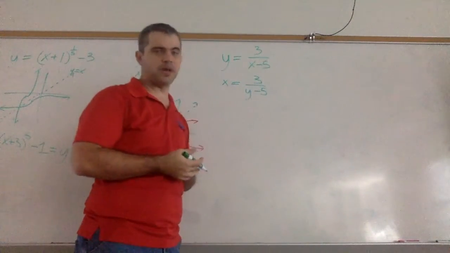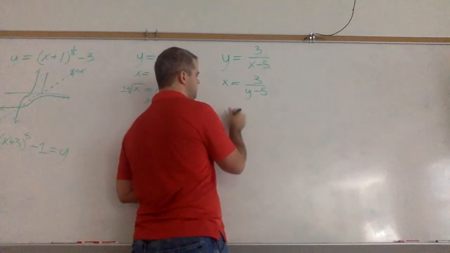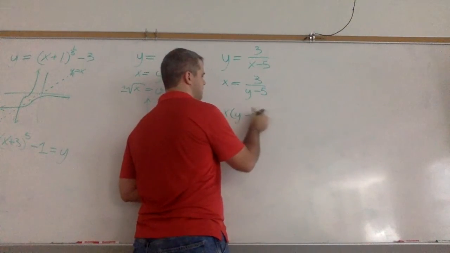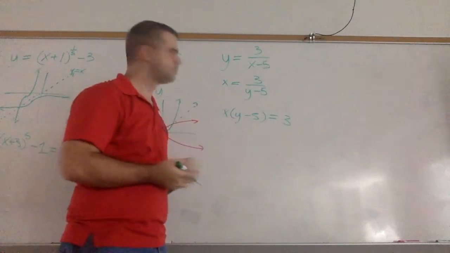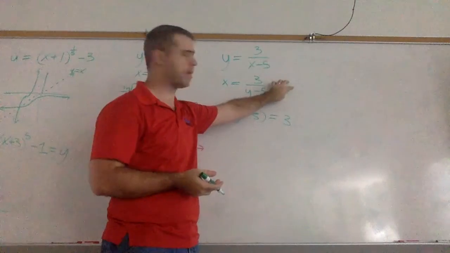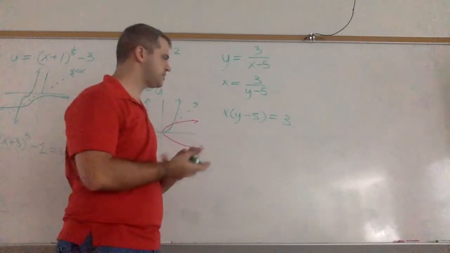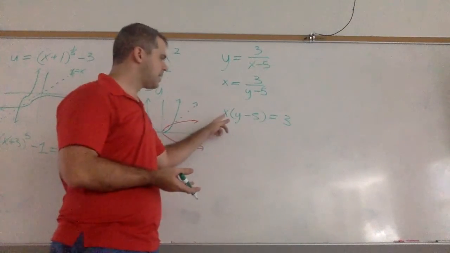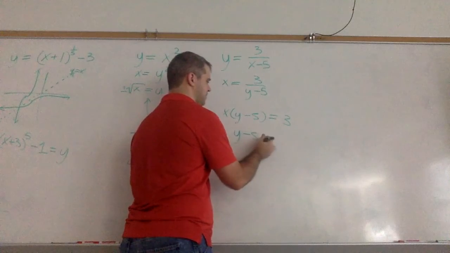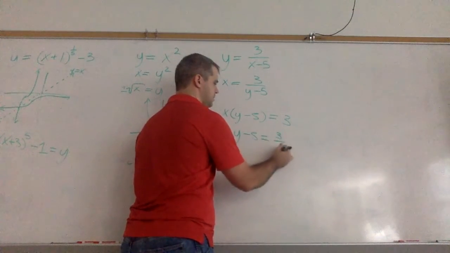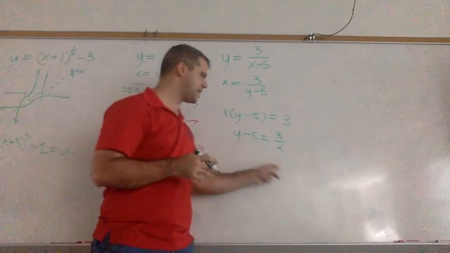Well, I certainly don't want it in the denominator here. So I'm going to multiply both sides by y minus 5. So all that happened here, I multiplied by y minus 5, that canceled. I multiplied by y minus 5, this is stuck over here. Want to get my x to the other side, so I'm going to say y minus 5 equals 3 divided by x. And then we're almost done. I'm going to add 5.